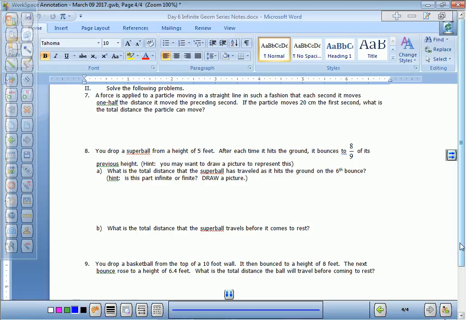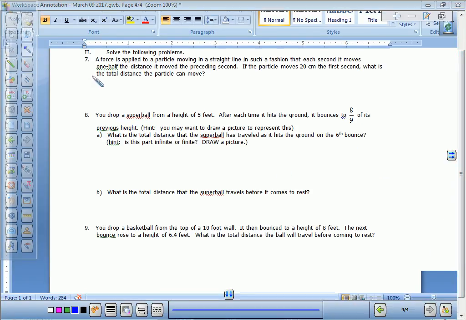Alright, now this is the good part. Let's do some of these problems. Number 7. A force is applied to a particle moving in a straight line in such a fashion that each second it moves 1/2 the distance of the preceding second. So R equals 1/2. Beautiful, we can do it because it fits. Yay! Alright, now if the particle moves 20 centimeters in the first second, we know the first term is 20, g of 1 equals 20.